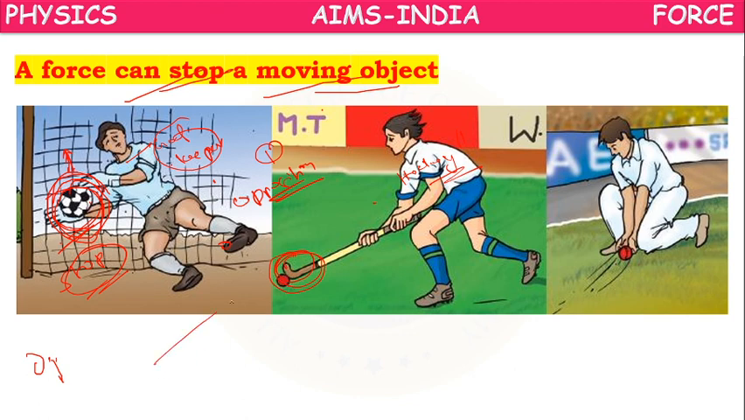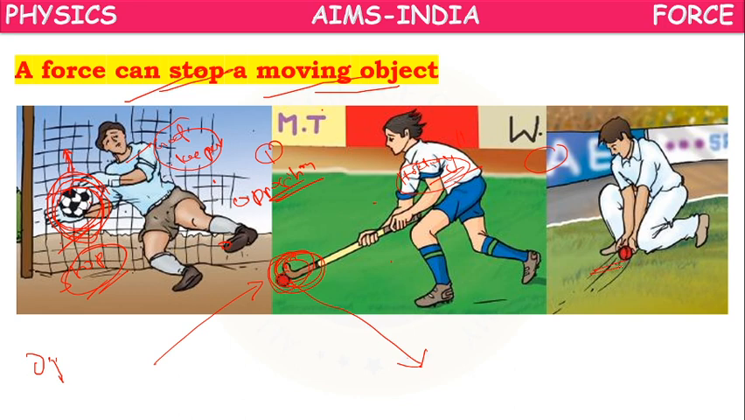He is trying to stop the hockey ball. Suppose the ball is coming from here, what will he do? He will try to stop it first. He will take the direction, then he will hit in another direction. So the hockey player is trying to stop the hockey ball.